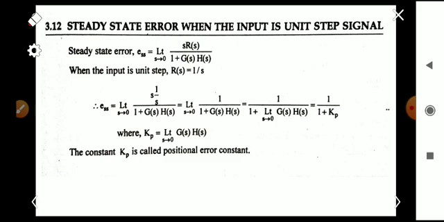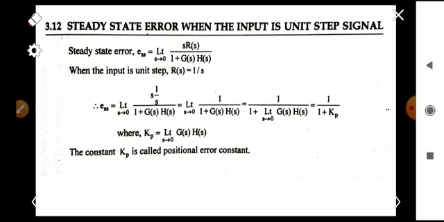Okay, so first we are considering a unit step signal, that is, the steady state error when the input is a unit step signal. So we know that the equation for steady state error is equal to limit s tends to 0 of s into R of s by 1 plus G of s into H of s. This is the equation here.